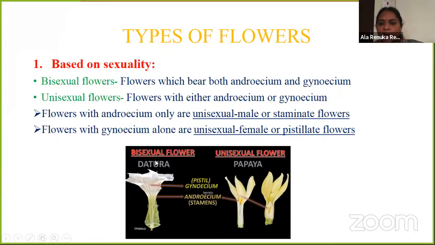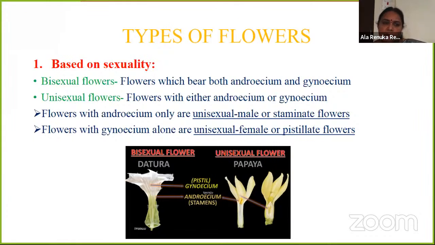And if flowers have only gynoecium and no androecium, they are unisexual and female flowers, because they have only gynoecium, no androecium present in them. Such a flower is called a unisexual female flower. The units of the gynoecium are called a pistil or a carpel, so the flowers are called pistillate flowers.